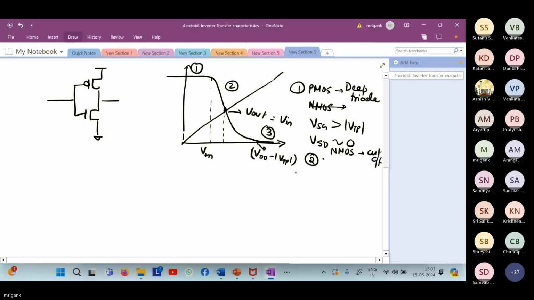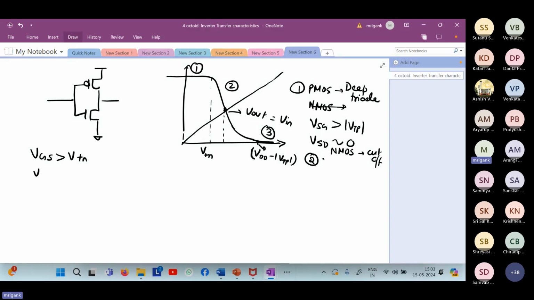What about region 2? In region 2, things are changing. The input voltage is increasing from VTN going all the way to VDD minus mod VTP. So in the first half, when the NMOS is just turning on, what is the state of the NMOS? Saturation. For the NMOS in this region, just after VTN, VGS is greater than VTN. So definitely it is turning on, but the drain voltage is much higher. It is close to VDD, right?